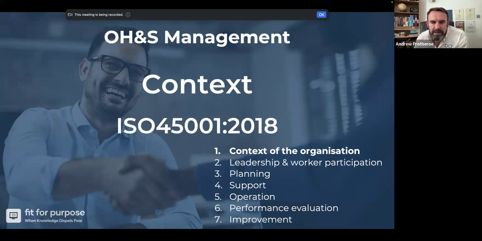We're now moving into the standard itself. You can see 1, 2, 3, 4, 5, 6, 7 elements of the harmonized structure, what used to be known as the high-level structure. We're going to try and get through all of these, get to about 45 minutes, and then hopefully have time for some questions as well.